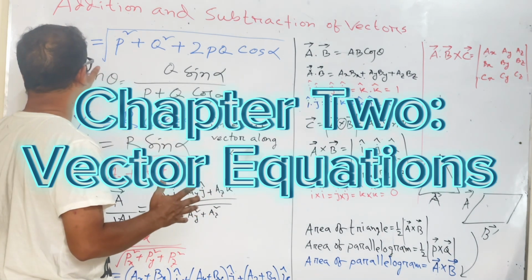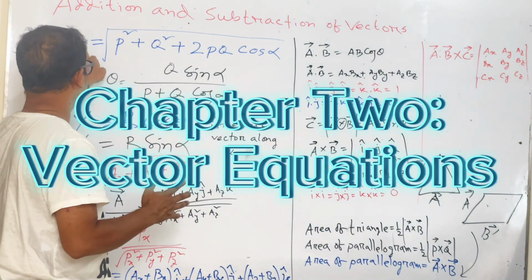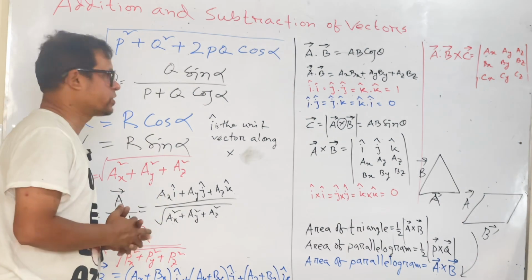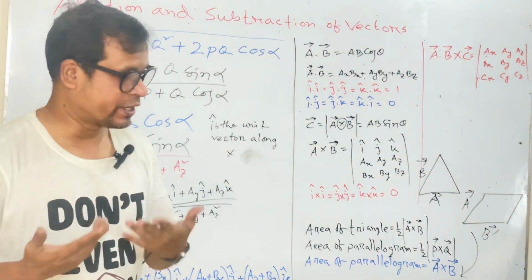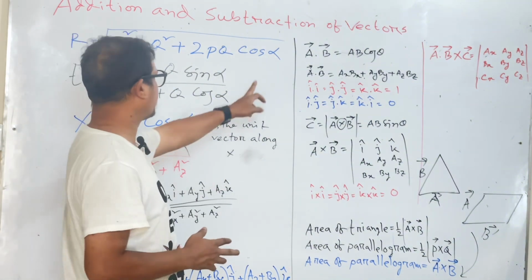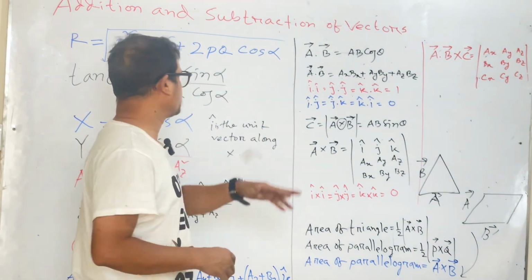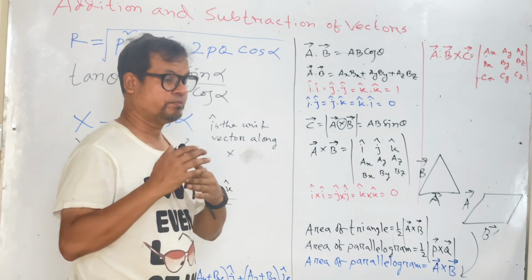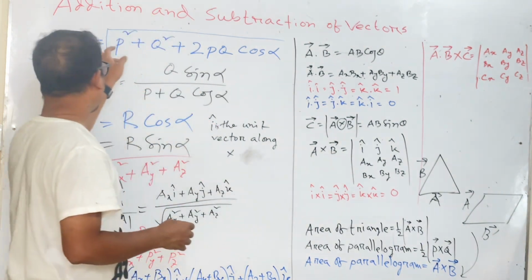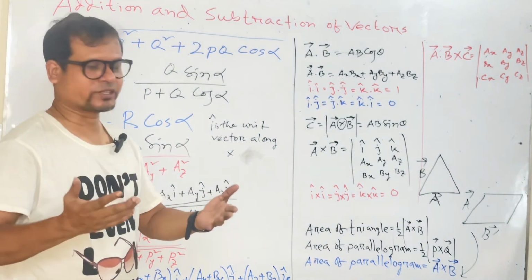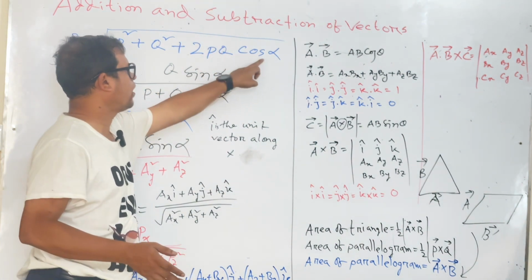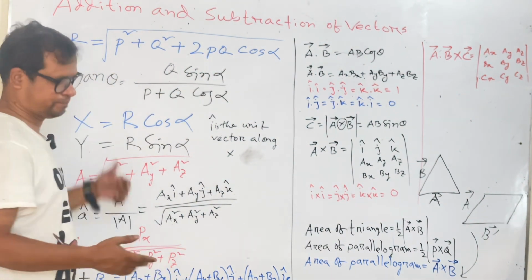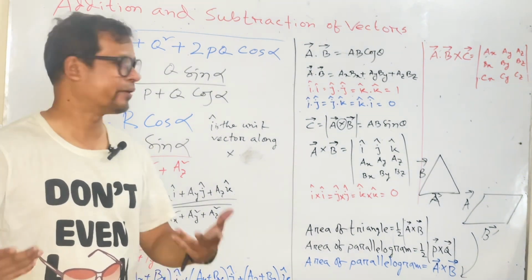The first equation: r equals root of p square plus q square plus 2pq cos alpha. Here, alpha is the angle between the two vectors p and q, and r is the resultant vector. If your question gives you p, q and alpha, then you can simply find out r.